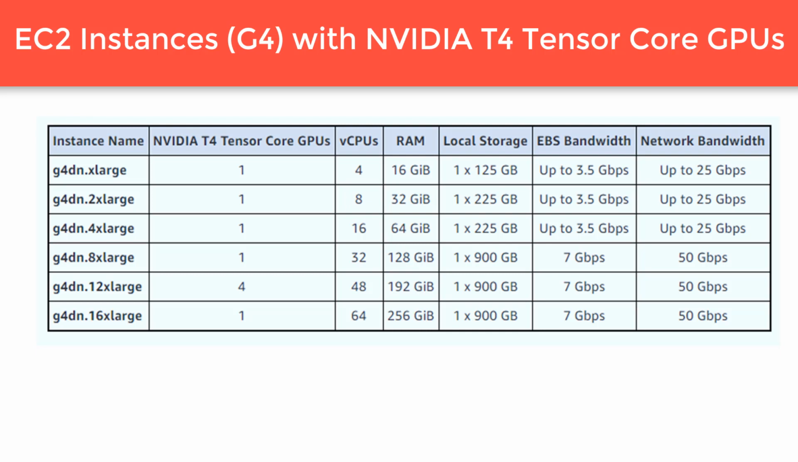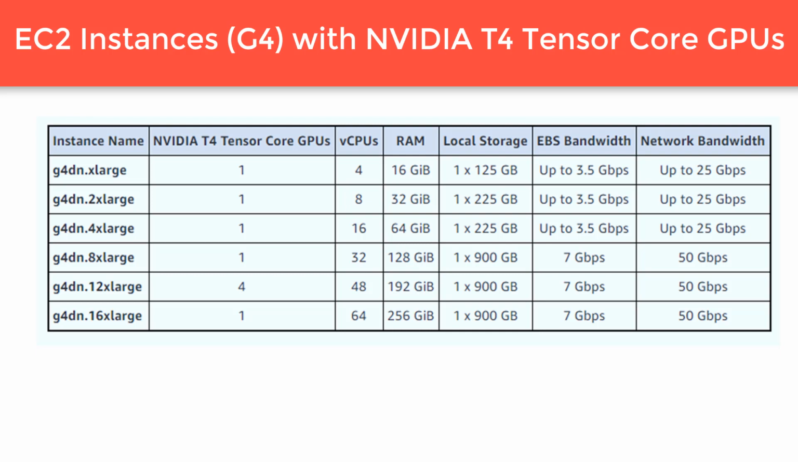It's a small chart that you can take a look at. You can see the instance names, the Nvidia T4 Tensor Core GPUs, the CPUs, RAM, local storage, the EBS bandwidth, and then your network bandwidth. It kind of gives you an idea of the instance sizes.